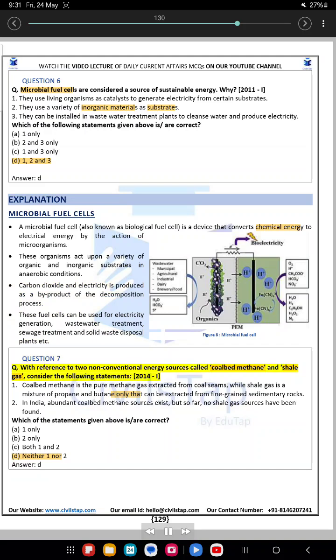Question 7. With reference to two non-conventional energy sources called coalbed methane and shale gas, consider the following statements. 2014 I. 1. Coalbed methane is the pure methane gas extracted from coal seams, while shale gas is a mixture of propane and butane only that can be extracted from fine-grained sedimentary rocks. 2. In India, abundant coalbed methane sources exist, but so far, no shale gas sources have been found. Which of the statements given above are correct? A. 1 only. B. 2 only. C. Both 1 and 2. D. Neither 1 nor 2. Answer D. Figure 8. Microbial fuel cell.